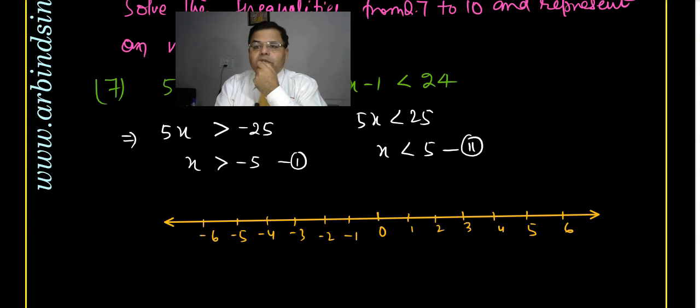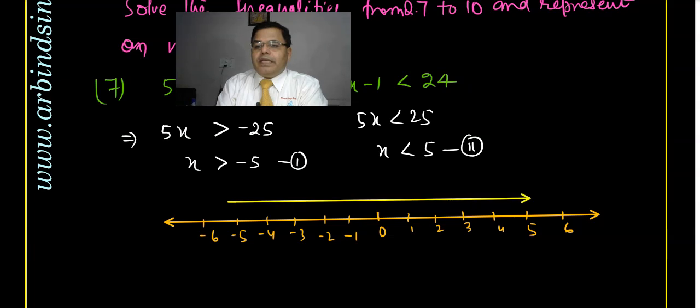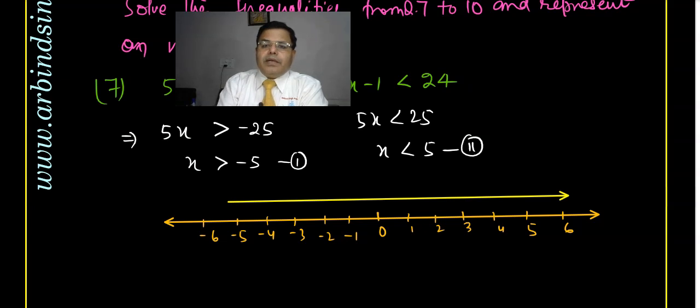So both the conditions have to be satisfied. From the first, x should be greater than minus 5. So greater than minus 5 can be like this, right? x is greater than minus 5. I hope you got it. And the second one says that x is less than 5. Less than 5, anything can be possible, right?